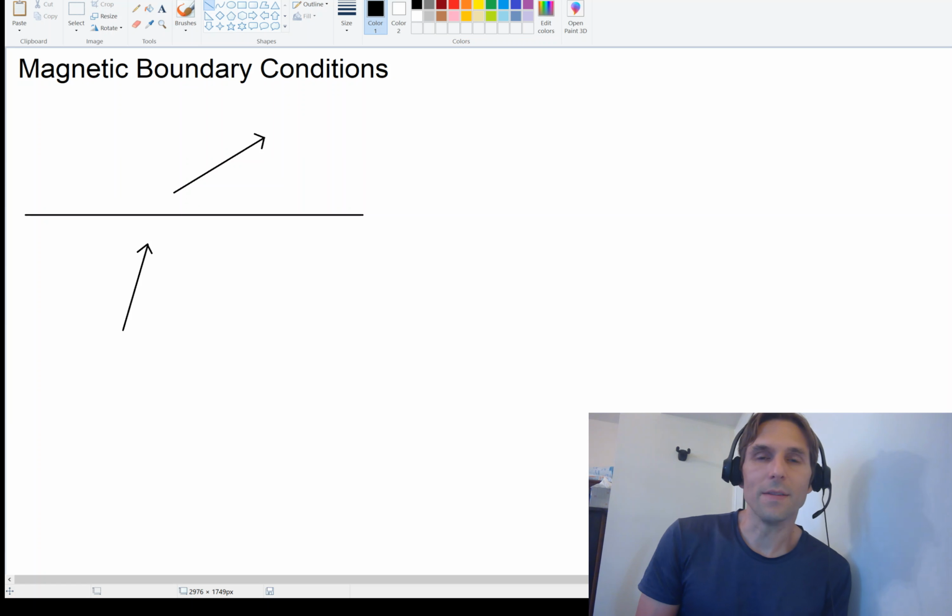Hi, welcome back. In this video, we're going to investigate how magnetic fields behave at the interface of two different magnetic materials. When we do this, we'll be able to calculate the behavior of the magnetic field in one material given the behavior of that field in the other material. We will also be able to derive Snell's law for refraction of magnetic flux. So let us take a look.